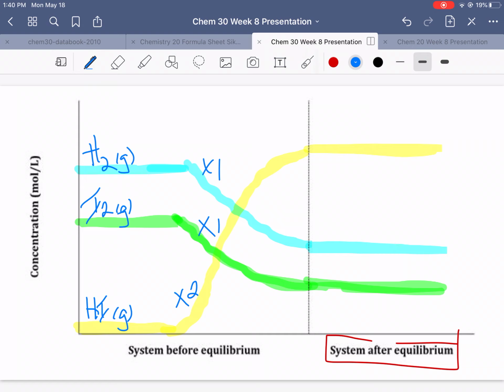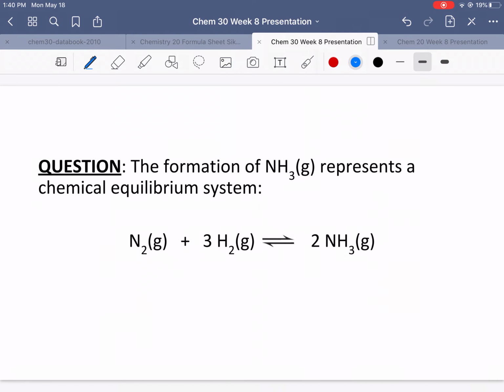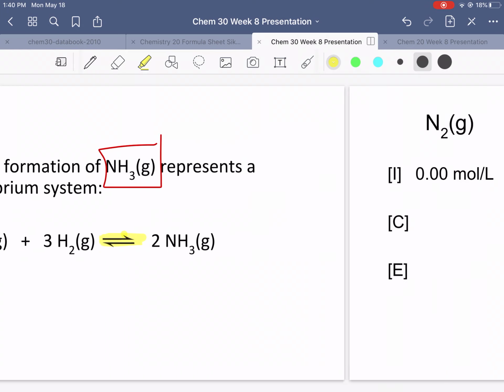Okay, let's try another example. Moving on to this one. We're going to form something different here. What if instead of our hydrogen iodide gas, we're forming ammonia? So very simple formation reaction. We take nitrogen gas, don't forget diatomic, plus the diatomic hydrogen gas, balance the reaction. It forms two ammonias. And we know it's at equilibrium. We see those equilibrium arrows indicating that there's a forward and reverse reaction happening simultaneously. There's a bit of information you got about this thing.